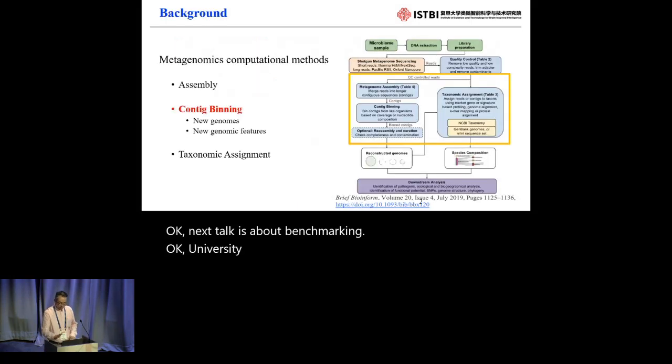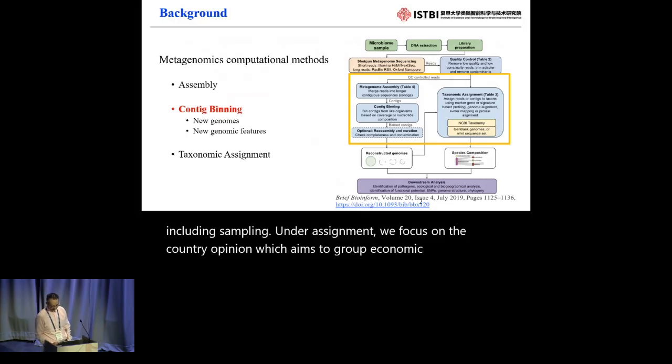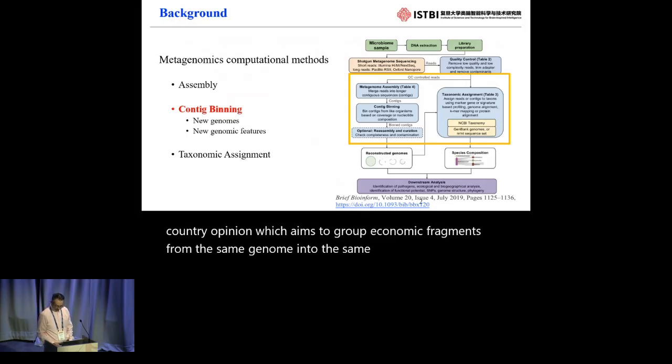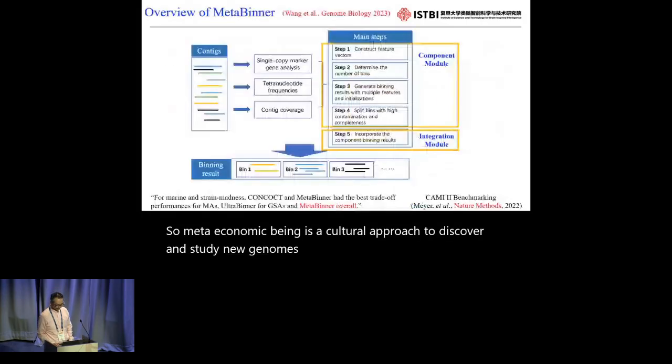Actually, as we all know, metagenomics is a very important area with many applications. There are several important computational problems in metagenomics, including sampling, quantitative binning, and taxonomic assignment. We focus on binning, which aims to group genomic fragments from the same genome into the same bin. So metagenomic binning is a culture-free approach to discover and study new genomes and new genomic features.